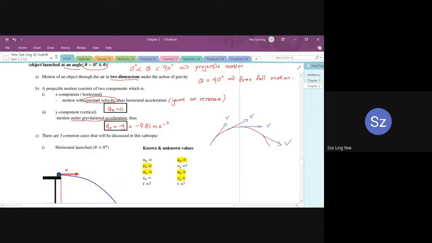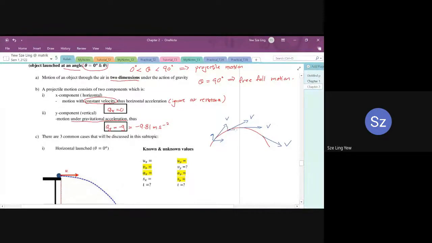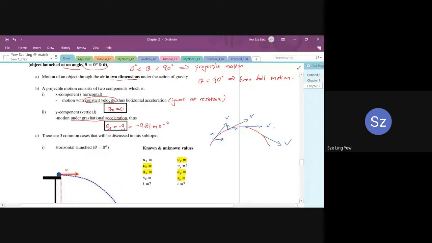So every motion, you have to resolve it into x and y components, because you cannot simply calculate something if it's moving in a 2D motion. They're moving with an angle, so you cannot simply add them up or solve them. You can only apply the equations of linear motion if they are all lying on the same component.